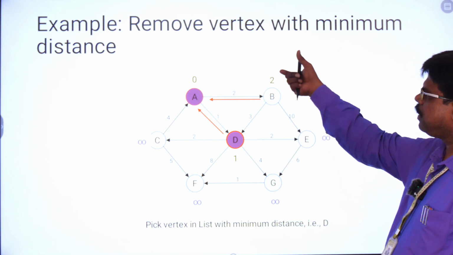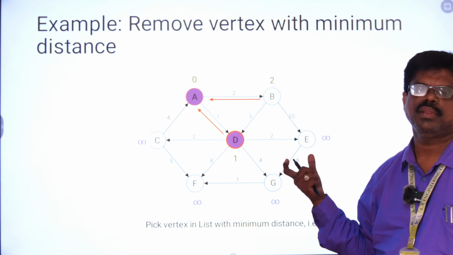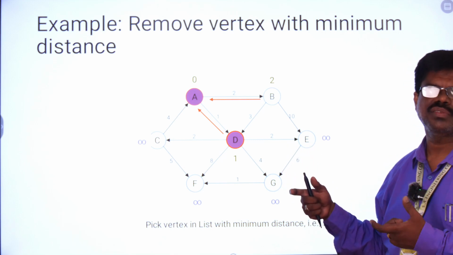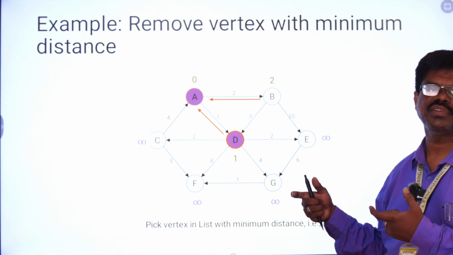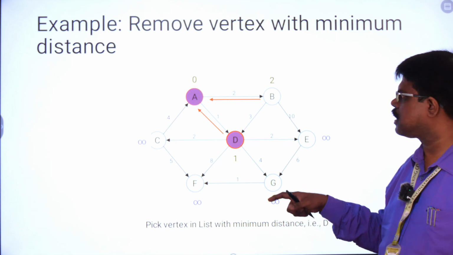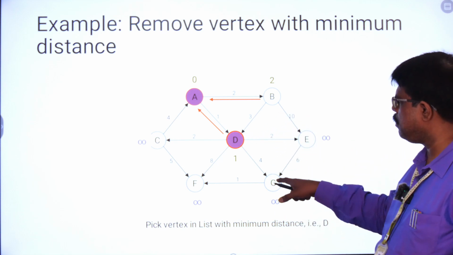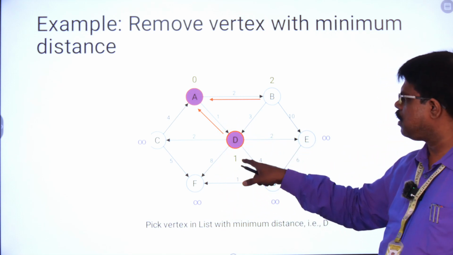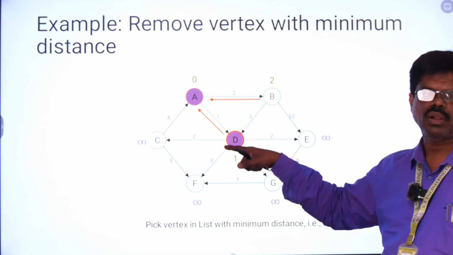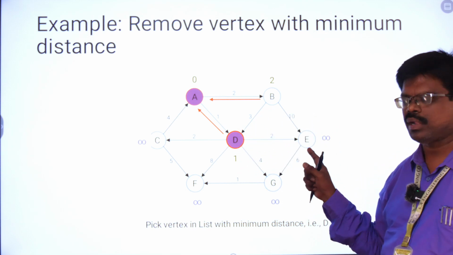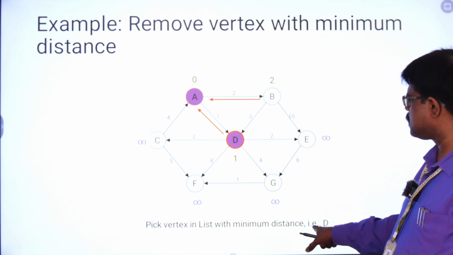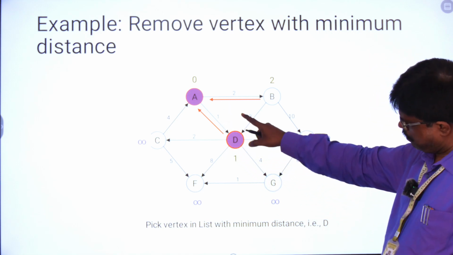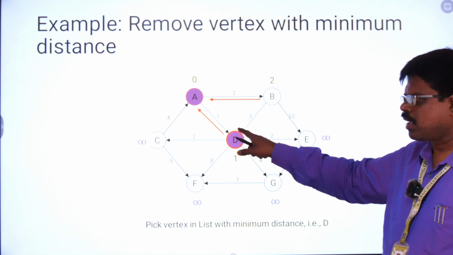Example, remove vertex minimum. You have to remove the vertex which has a minimum distance. Already I told in the algorithm itself, when you consider this thing, you have to remove the vertex which has a minimum distance. In this case, if you consider all the nodes, the minimum distance, A to D is 1 and F to G is 1. So other things you have more than 1. So the minimum distance is 1. Here D has the minimum distance of 1. We have to remove this D. Based upon this, you have to calculate the updated values.